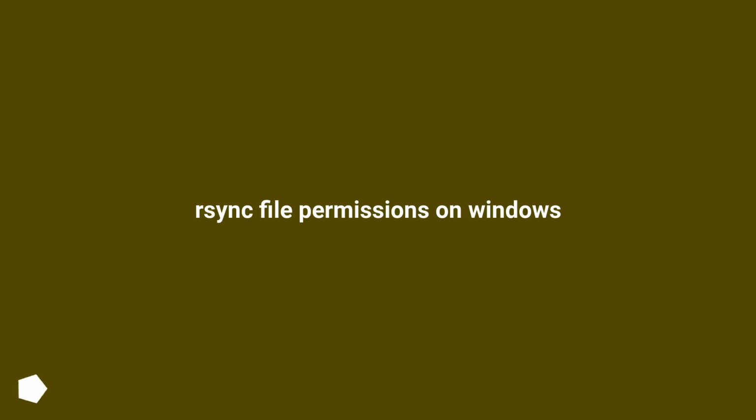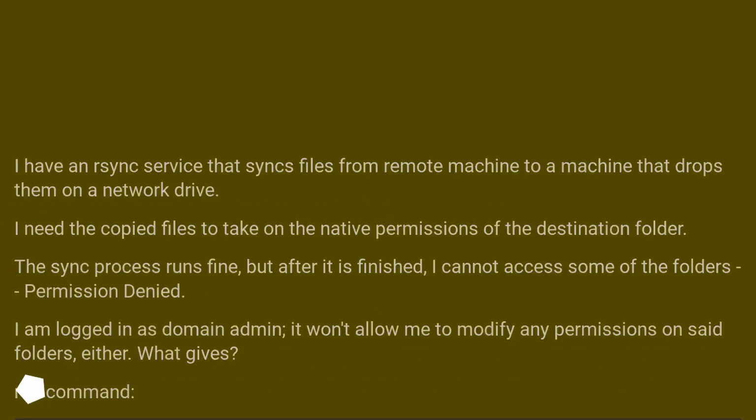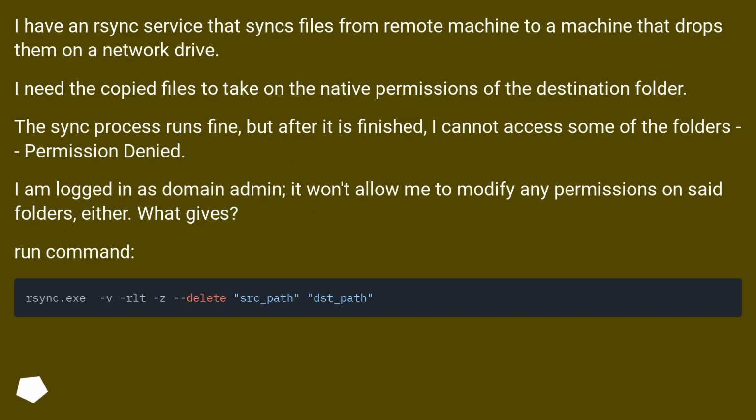Sync file permissions on Windows. I have an rsync service that syncs files from a remote machine to a machine that drops them on a network drive. I need the copied files to take on the native permissions of the destination folder.